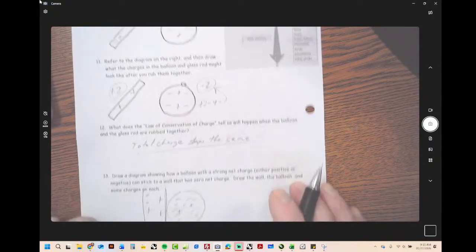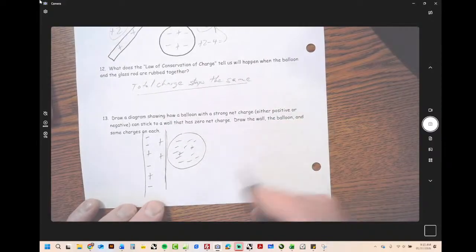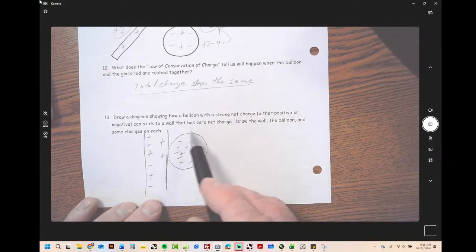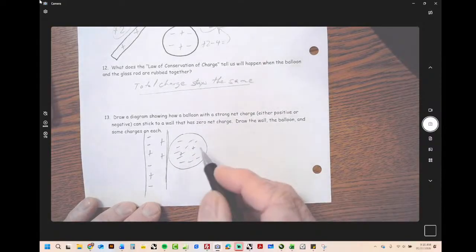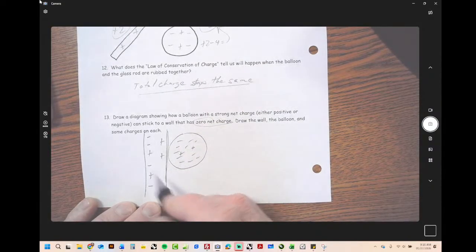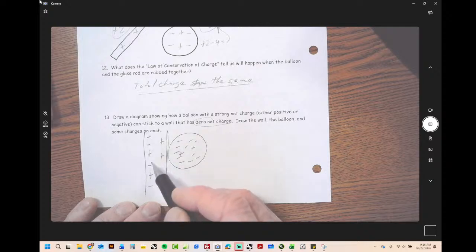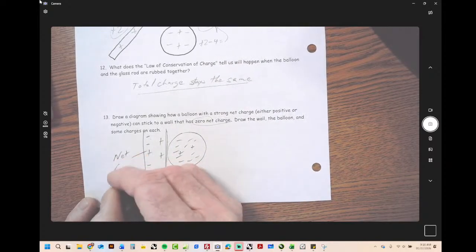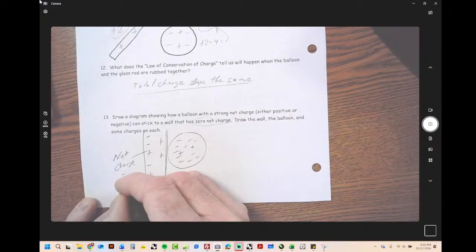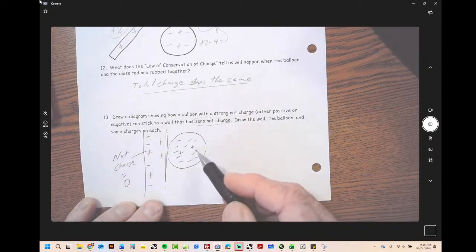And finally, the balloon sticking to the wall. This is one way to do it. The wall has 0 net charge. So however you draw this, I'm going to check and see if you have the same number of positives and negatives in the wall. So I have 1, 2, 3, 4 protons, and I have 1, 2, 3, 4 electrons. So the net charge of the wall is 0. The balloon only has a couple of protons, and it's got a bunch of electrons.